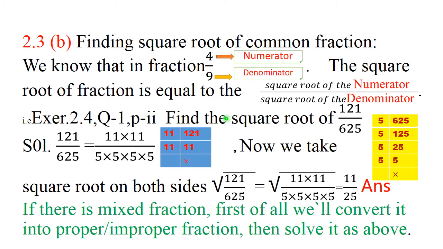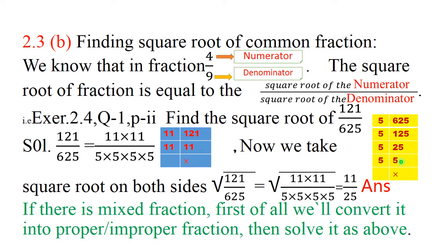Exercise 2.4, question 1, part 2. Find the square root of 121 divided by 625. Solution: 121 divided by 625 is equal to 11 into 11 divided by 5 into 5 into 5 into 5. The two factors above and the four factors in the denominator, we got through prime factorization here and here.